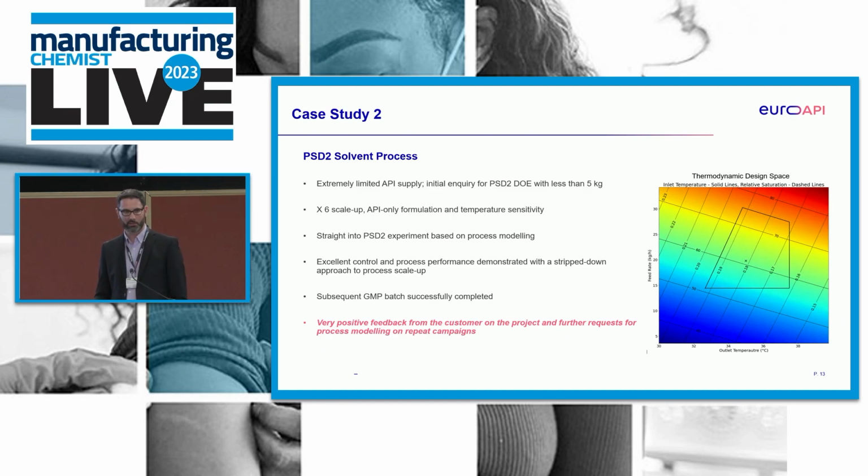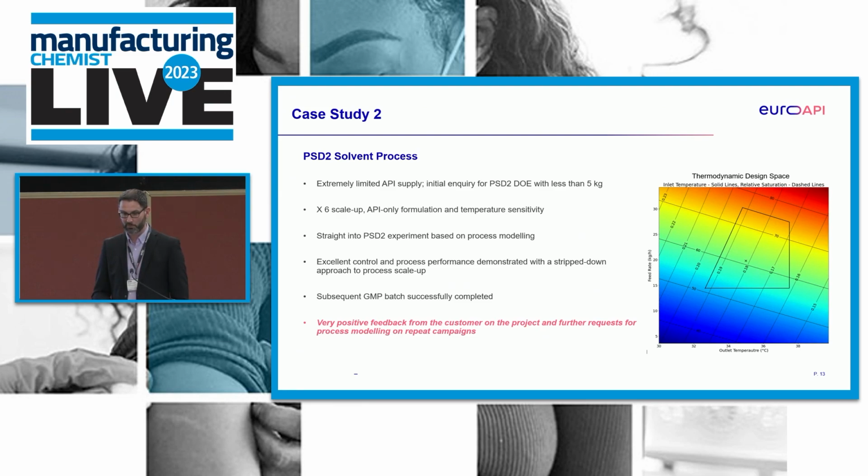That's not ideally how we like to do it. We like to have a little bit more robust data before we go into the PSD2, but this was a particular scenario and the client was very keen to prove it at scale. And actually, we were really pleased with the performance. The control was really good. Really stripped down the approach to scale up and still got a good result. And we did a subsequent GMP batch, which was successful.